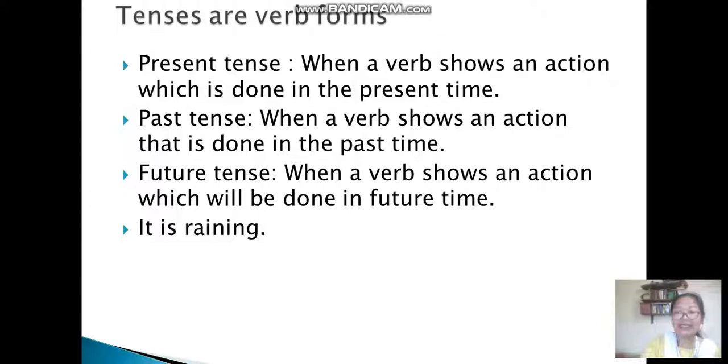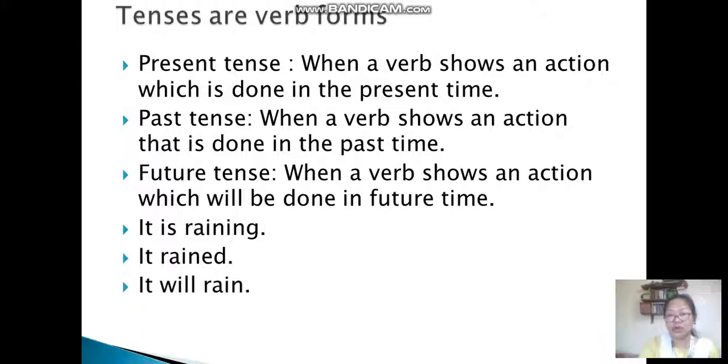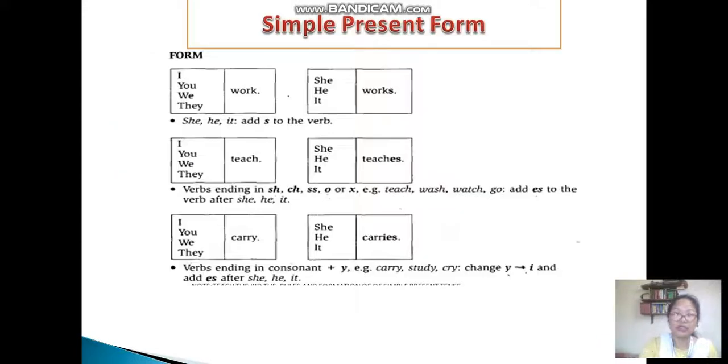Example: it is raining. This is present tense because we are talking about what is happening in the present time. It rained. We are talking about the past time, that means it rained in the past. Then it will rain. We are talking about the future, that it will rain in the future. So these are three examples, one each of present tense, past tense and future tense.